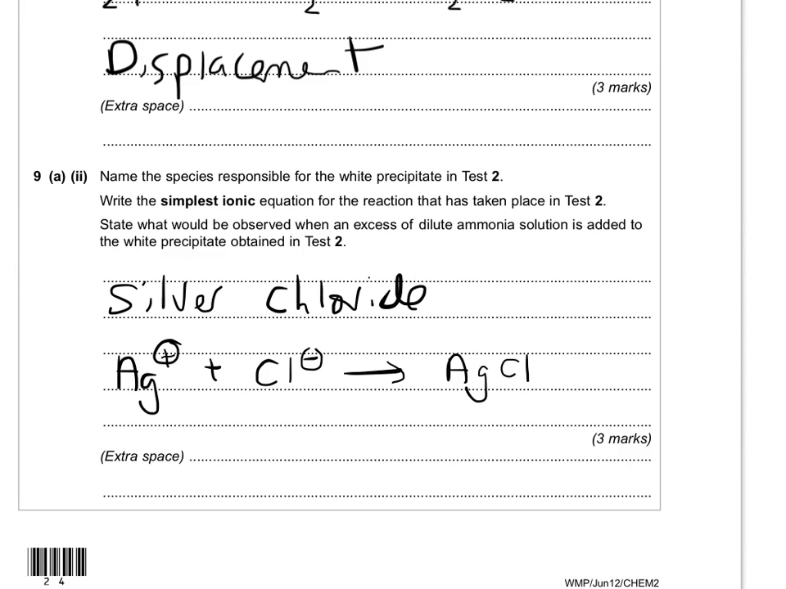state what will be observed when an excess of dilute ammonia solution is added to the white precipitate obtained in test 2. Dilute ammonia will dissolve the white precipitate, the AgCl, so the white precipitate dissolves.